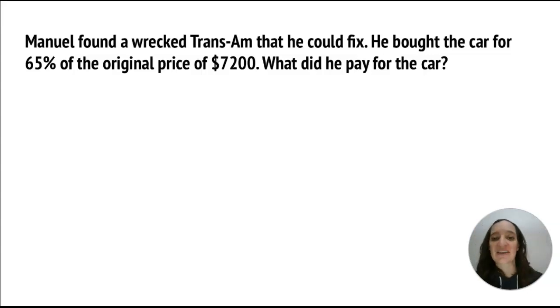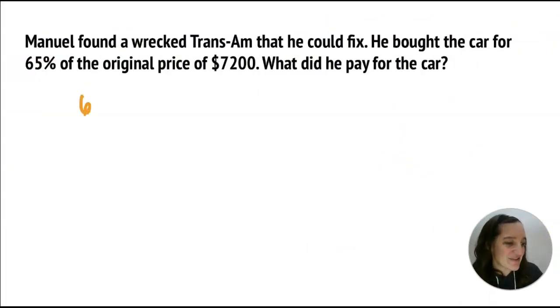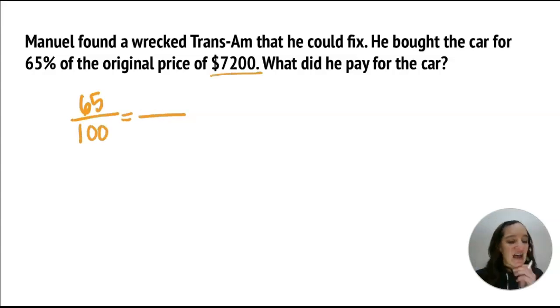Manuel found a wrecked Trans Am that he could fix. He bought the car for 65% of the original price of $7,200. What did he pay for the car? Immediately, let's do that 65 over 100. And then this other number, is that the part that he paid for, or is that the whole original price? It is the whole total price, correct? He bought it for the 65%. That's what he actually paid for the vehicle.